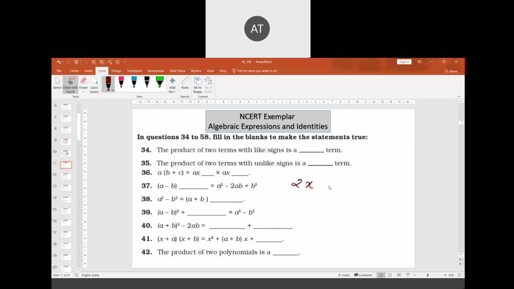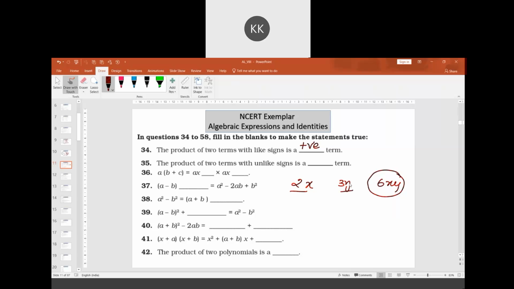If I consider 2x and 3y, the product of two terms with like signs: this is a positive number and this is also a positive number. If I multiply, I'll be getting 6xy, which is also positive. So if you say it is positive, it is accepted. If you say that it is a like term, it is not accepted.